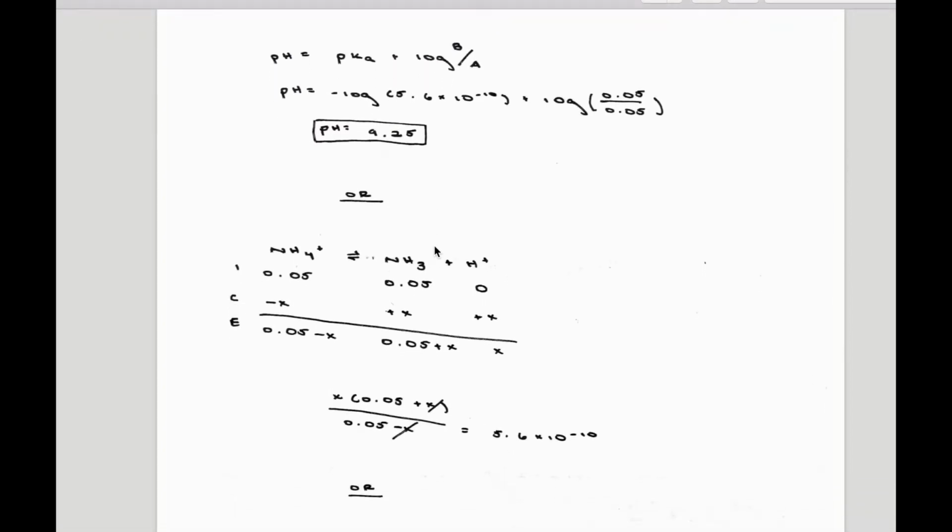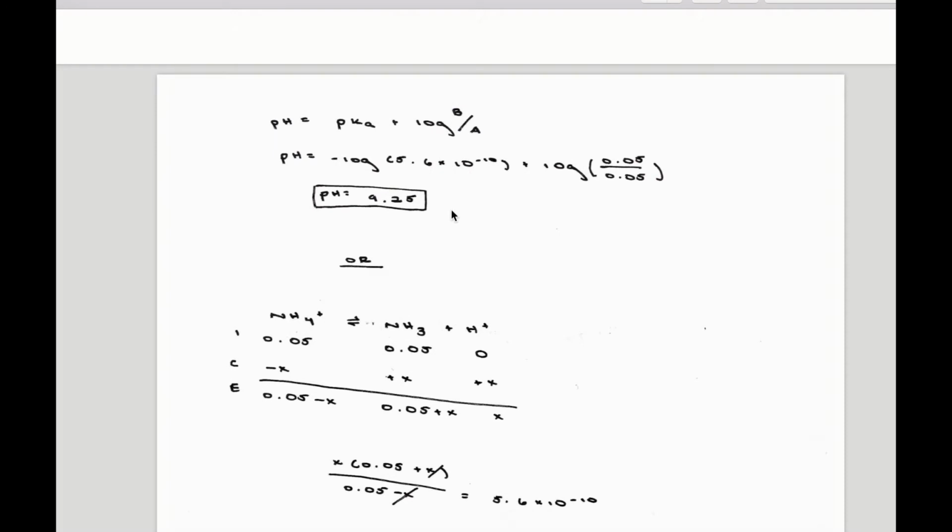Keep in mind, when you have a buffer, you can either use your Henderson-Hasselbalch, or you can do an acid dissociation reaction, just showing the values that you have. So I have a weak acid and my weak base present. Or you can do a base dissociation. It doesn't matter what you do, you're going to get the same answer. I personally prefer Henderson-Hasselbalch, but it's up to you.